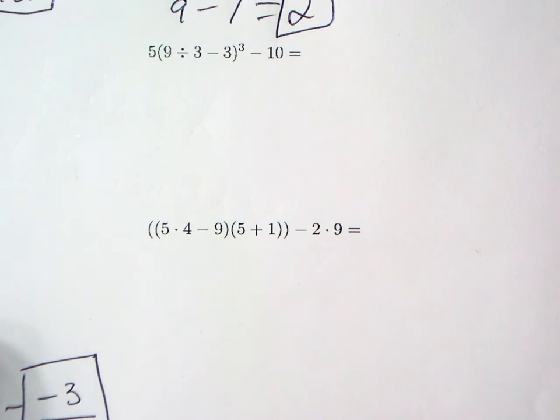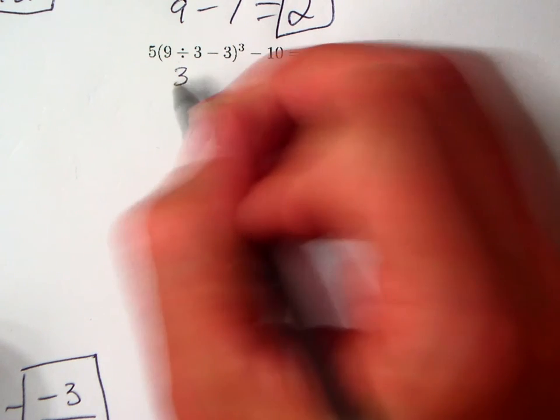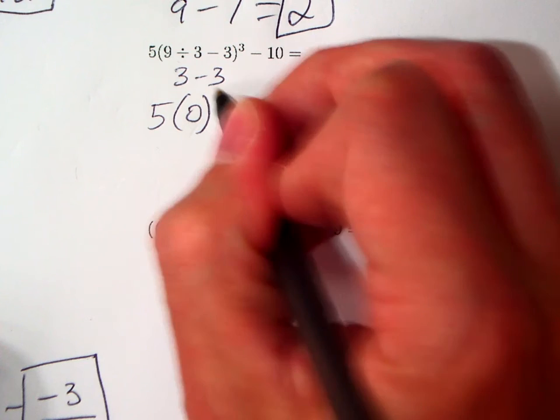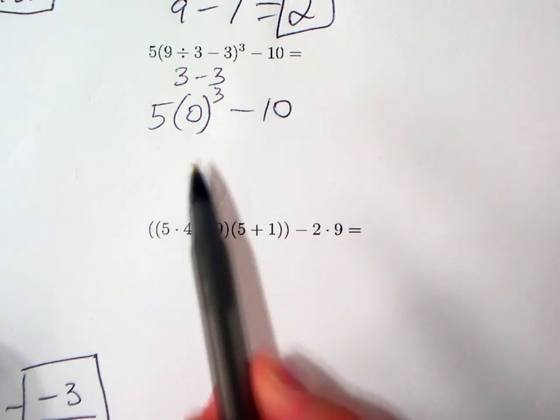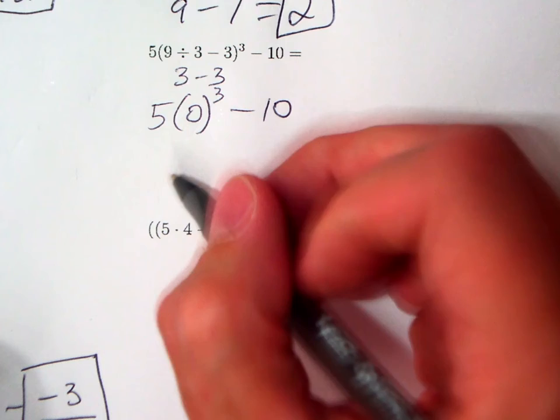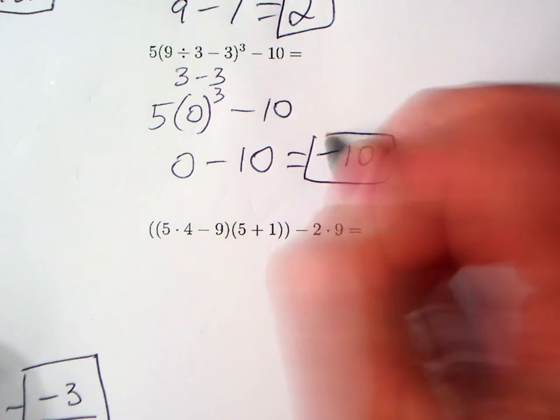Next one, parentheses first. Division comes before subtraction, so 9 divided by 3 is 3. And when I take away 3, I get 0. So it becomes 5 times 0 cubed minus 10. 0 times itself 3 times is just 0. When you multiply by 5, you get 0. So 0 minus 10 is a negative 10.